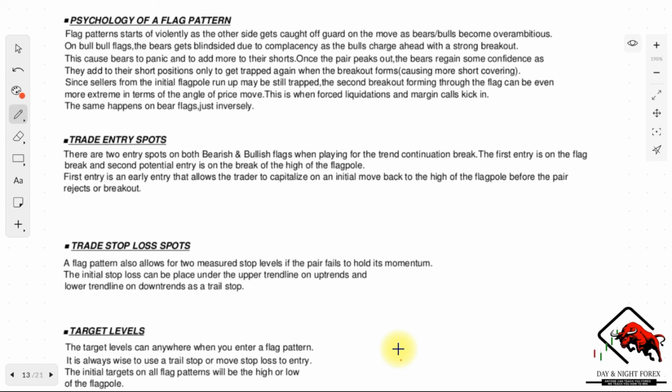The initial targets on all flag patterns will be higher or lower of the flagpole. So the flagpole is very important when you're determining our target levels so that we can have our take profits. Otherwise, as we said, it's pretty much wise to use the trail stop loss so you can capture the whole trade in case it continues. Because I mean, this is a trend, right? It's a trend that is continuing. So a continuation in a trend is usually very strong, and it might actually carry on more than what you may anticipate. So it is very wise to use the trail stop loss.